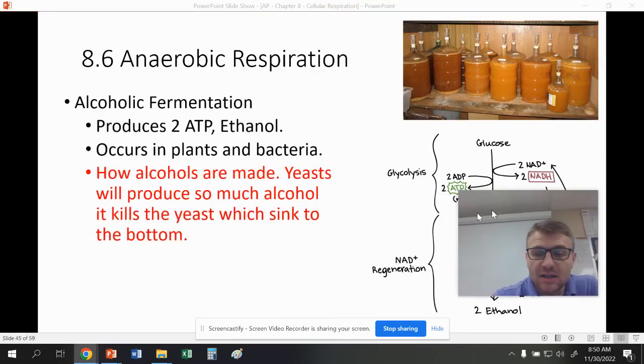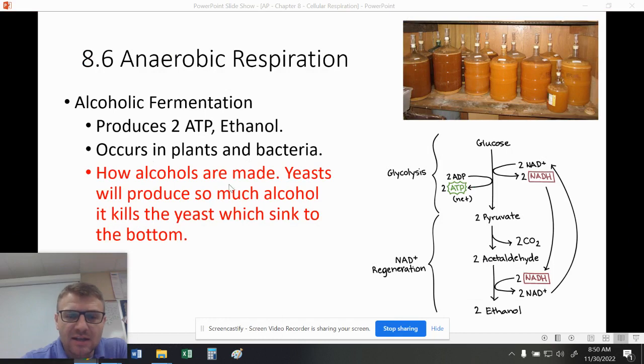Now, this also occurs in bacteria and different yeasts. But what happens in alcoholic fermentation is, again, you produce only a little bit of ATP. You're going to produce ethanol or alcohol as a byproduct. This is how your beers and wines are produced. It's a very similar process, but again, the end product here is ethanol, not lactic acid, and it's only doing this because it needs to free up more NAD for glycolysis to occur.